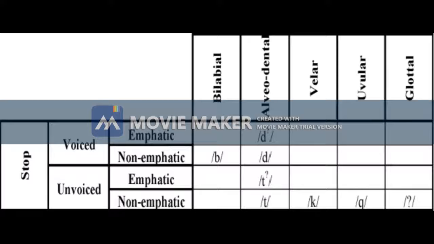The velars k and g also differ in voicing. K, coal, g, goal. Remember that every time P, T, and K sounds are stressed consonants, they should include aspiration. For example, tears, cry, play.